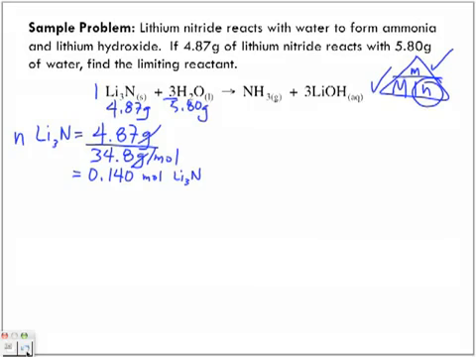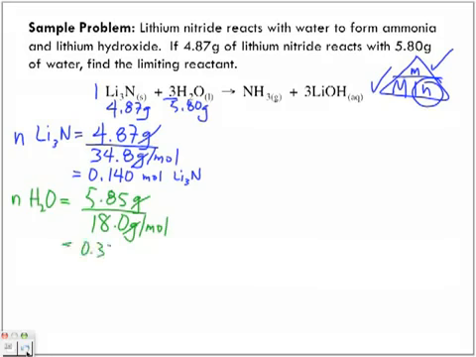Okay. So then let's try to find the number of moles of water. We know the mass that we're using, and we want to find out the number of moles. So now we have 5.85 grams divided by the molar mass of water, which is 18.0 grams per mole. Again, grams cancel out, and we're equal to 0.322 mole of H2O.